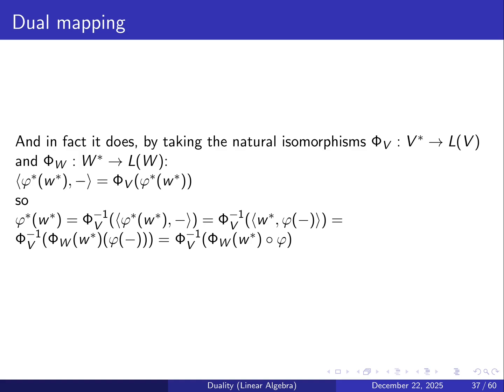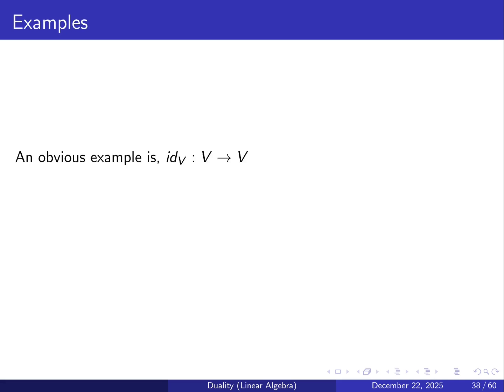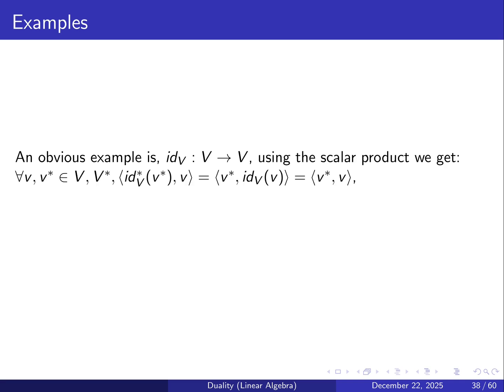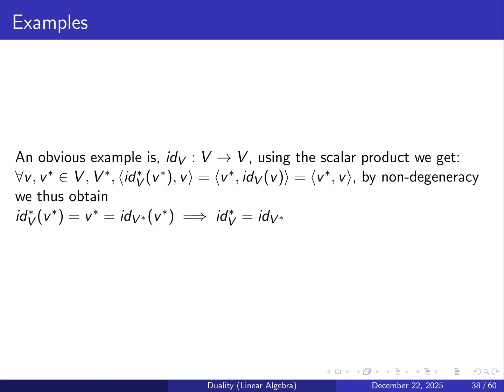From now on, I will refer to interchanging the phi and phi star in the scalar product as moving phi to the left or to the right. Now let's look at some examples. An obvious first example would be the identity from V to V, and using the scalar product we get identity star of V star scalar product V is just equal to V star scalar product the identity of V, which is just equal to V star scalar product V. And by non-degeneracy we thus obtain the identity star of V star is equal to V star, which is just the identity on the vector space V star.